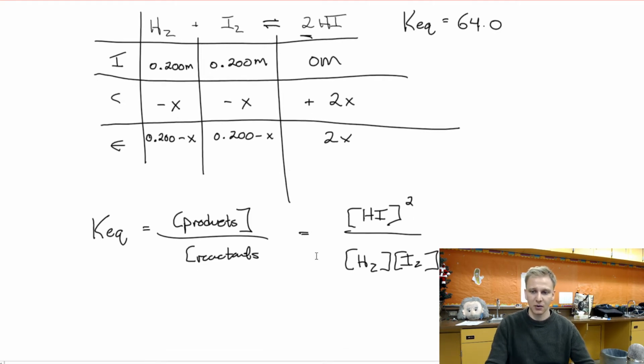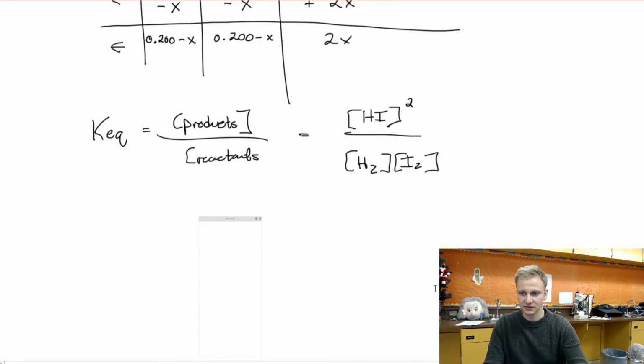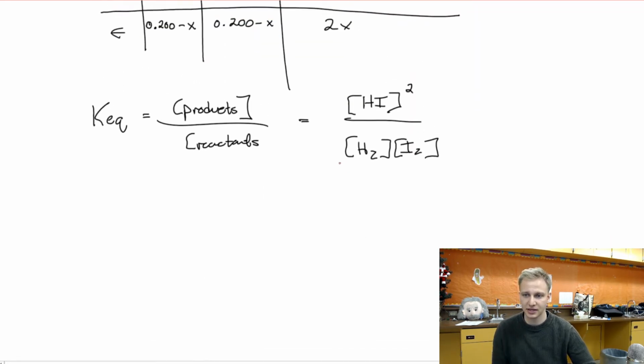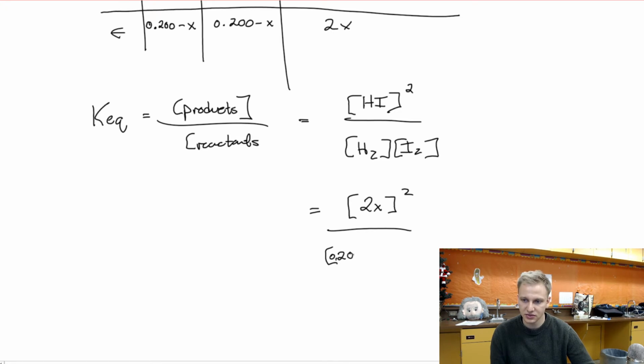When we get to the next step, where we start plugging these numbers from our E row in here, we're going to put 2x inside the brackets and square it. And then we're going to have 0.200 minus x, and we're going to multiply that by 0.200 minus x. So we'll have to do some foiling for that section.